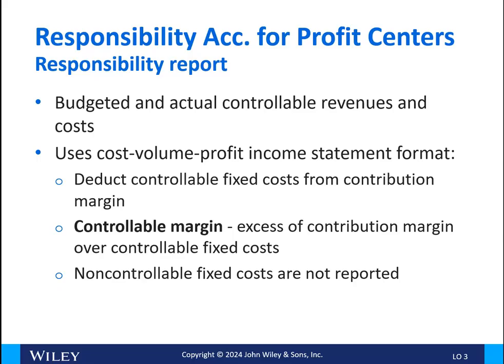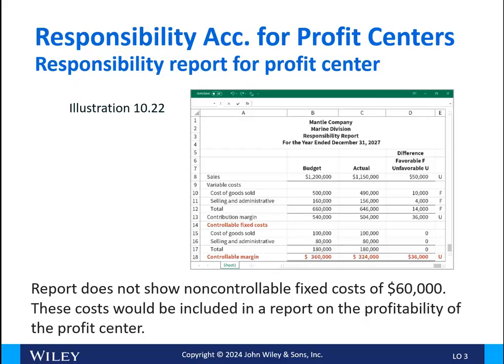Budgeted and actual controllable revenues and costs use the cost, volume, profit income statement format. So we'll deduct controllable fixed costs from contribution margin. Controllable margin is the excess of contribution margin over controllable fixed costs. Non-controllable fixed costs are not reported. Okay, so we're going to have contribution margin like we saw in the cost, volume, profit income statement format, and then our controllable fixed costs will give us our controllable margin, and this is what a report might look like.